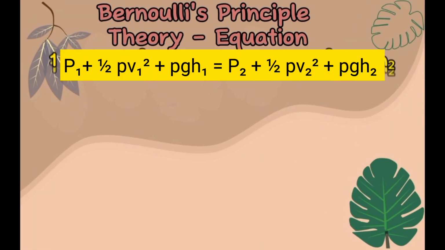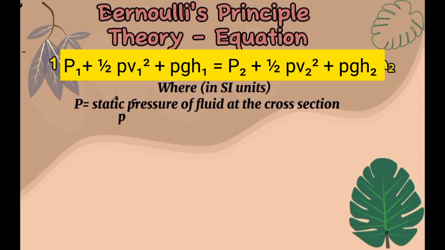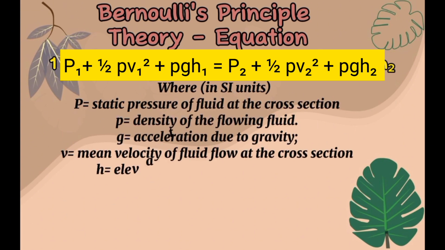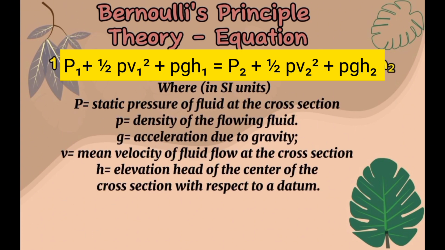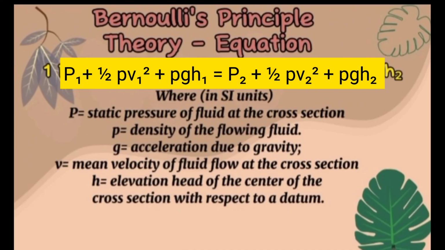Bernoulli's principle theory equation: P1 plus 1/2 ρV1 squared plus ρgh1 equals P2 plus 1/2 ρV2 squared plus ρgh2, wherein, in SI units, P is the static pressure of the fluid at the cross-section, ρ is the density of the flowing fluid, g is the acceleration due to gravity, V is the velocity of fluid flow at the cross-section, and h is the elevation head of the center of the cross-section with respect to a datum.